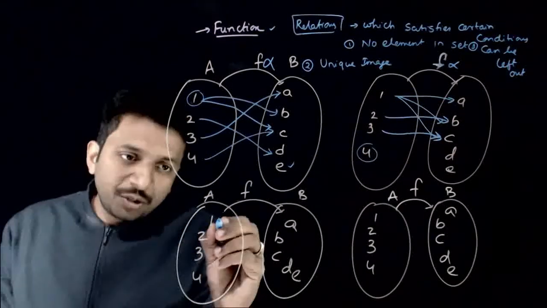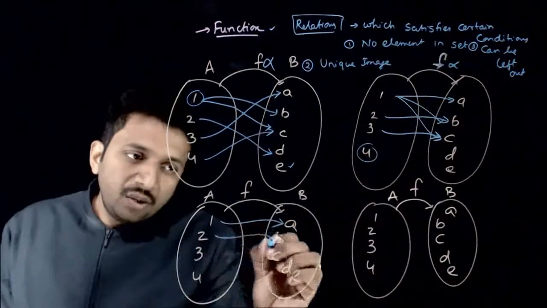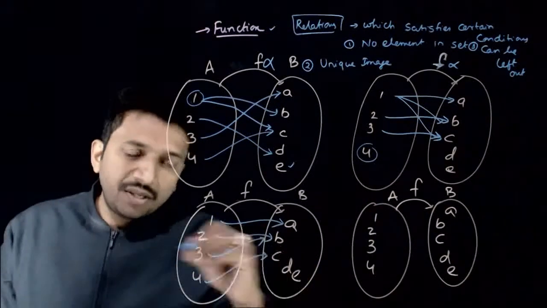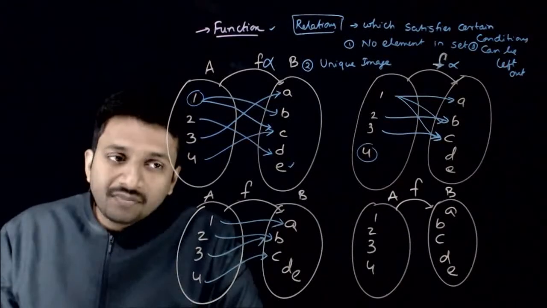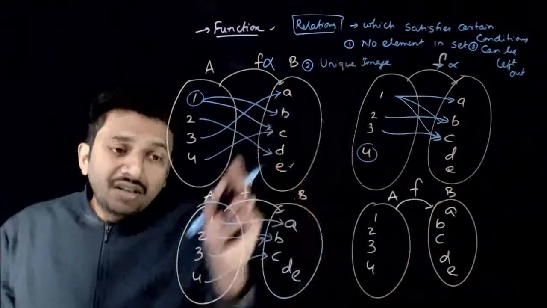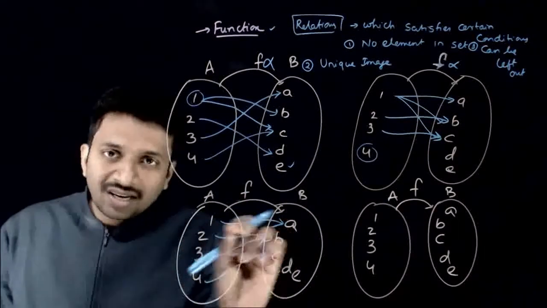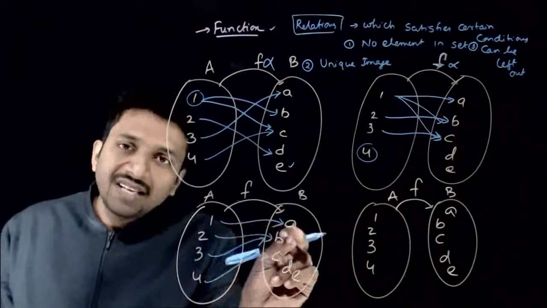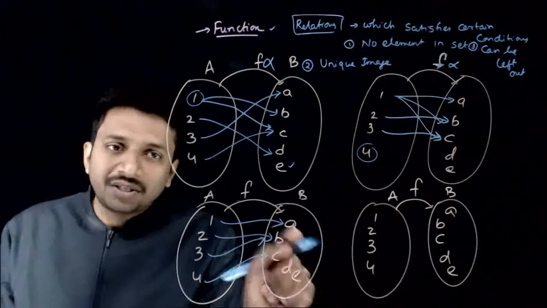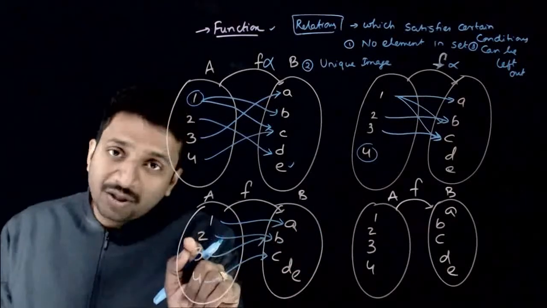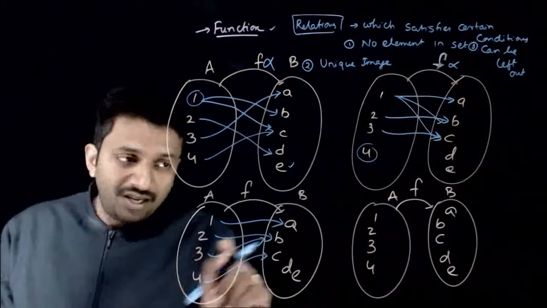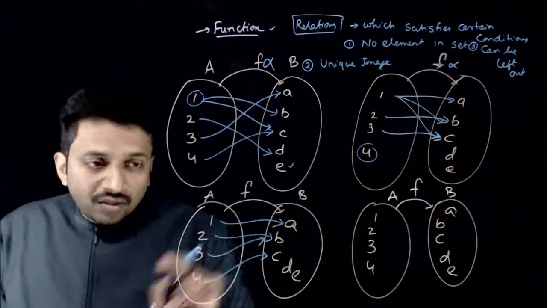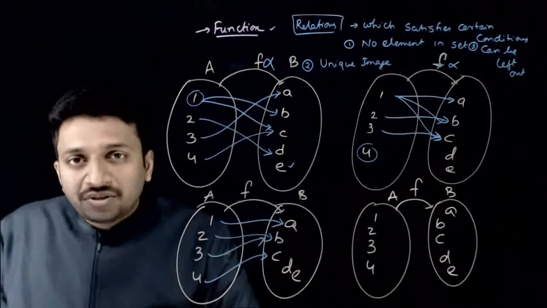So if it has to be a function, it should be something like this. 1 is connected to A, 2 is connected to B, 3 can be connected to B, there is no problem. 4 can be connected to C. This can be a function. Because what is the first condition? Every element in set 1 is connected to an element in set B. And the second condition is every element has a single image. Every element has a unique image. That is, the image of 1 is A, the image of 2 is B, the image of 3 is again B. You have a single image. The image of 4 is C. So every element has only one image.